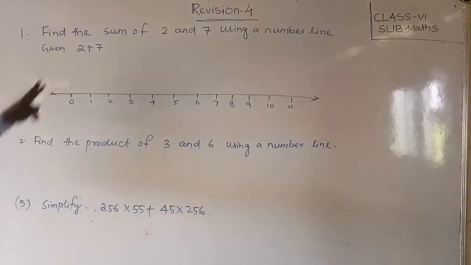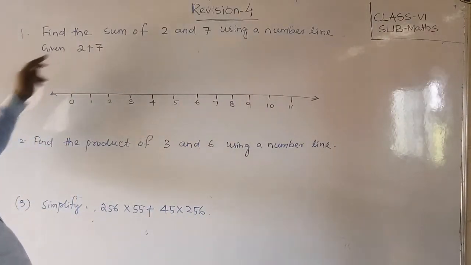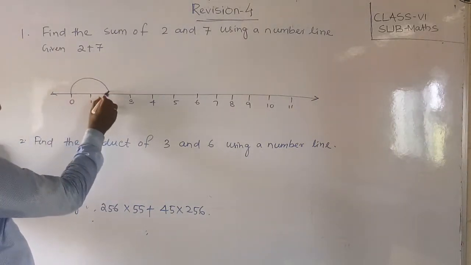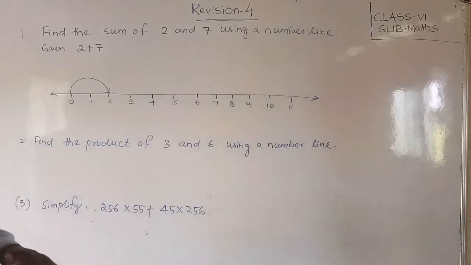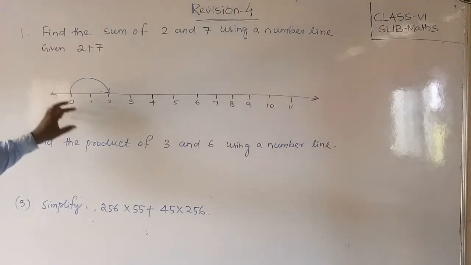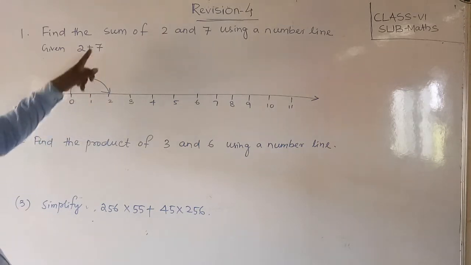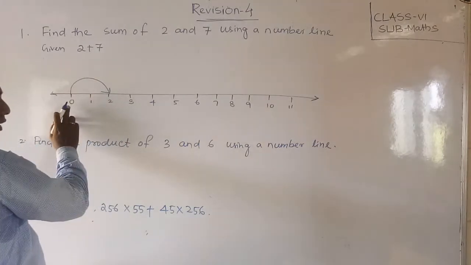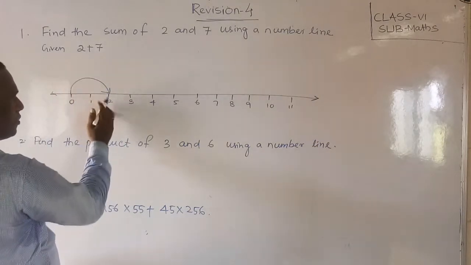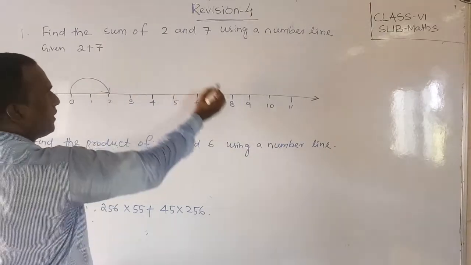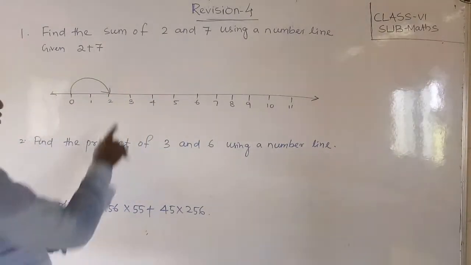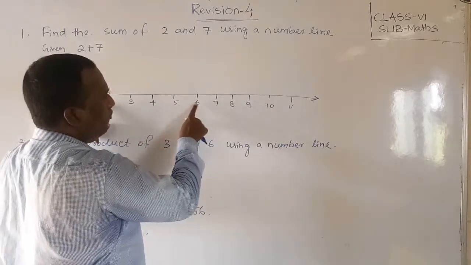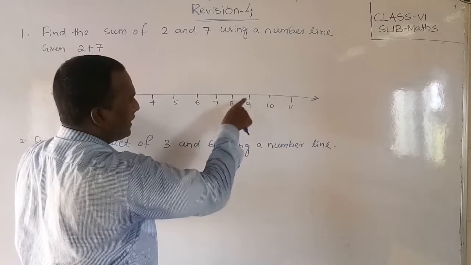First of all, students, observe what is given. From the 0, it is a positive plus, so we have to mark up to here like this. Carefully understand, friends. The first number is 2. From the 0 you have to take the 2, and the next number is 7. That means from the 2, don't go back to 0. From the point 2 that we have marked, you have to take 7 units, 7 points. So from here, this is 1, 2, 3, 4, 5, 6, and 7, up to 9.